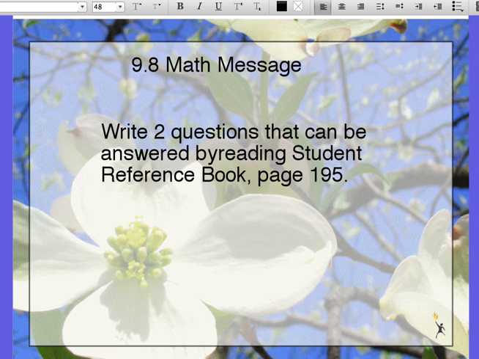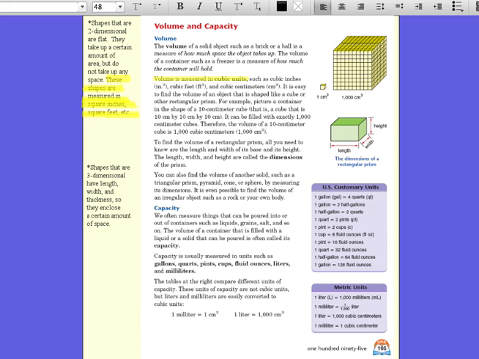All right, now you're going to be needing to turn to your SRB, and you're going to be reading about the volume and capacity. I would like you to either pause and take a look at this page, or open up and read in your student reference book on page 195. I would like you to come up with a couple questions that could be answered based off of this.